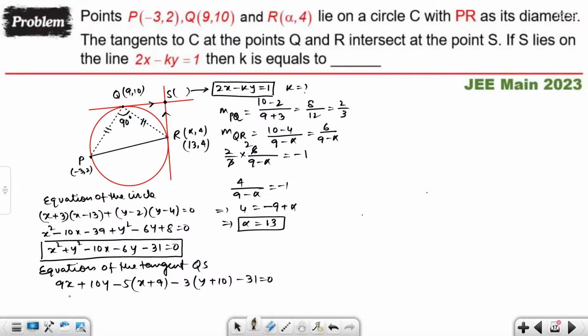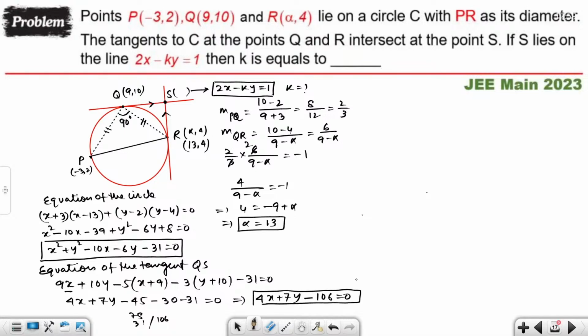So the equation of QS will be, let me simplify, 9x minus 5x, so it is 4x, 10y minus 3y, so it will be plus 7y, minus 45 minus 30 minus 31 equals to 0, which implies 4x plus 7y. This one will give you 75 and 31. How much is it coming? 106, right? So minus 106 equals to 0. So this is the equation of the tangent QS. Is it clear to all?